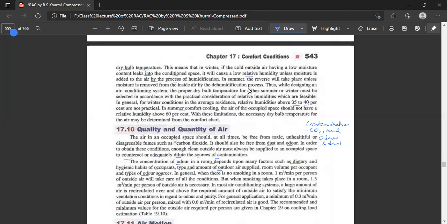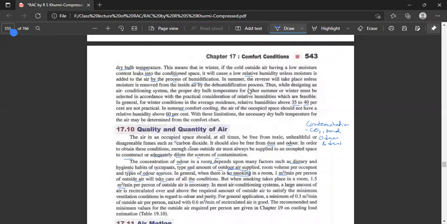If there is no smoking in a room, 1 cubic meter per minute per person of outside air will take care of all the conditions. So one thing, there should be no smoking inside an air conditioned room. In that case, we don't need more than 1 cubic meter per minute. But if smoking takes place, you need more supply of air, almost twice that of the non-smoking room, that is 1.5 cubic meter per person.